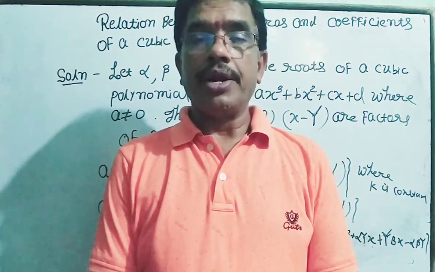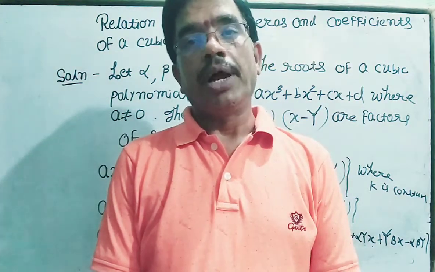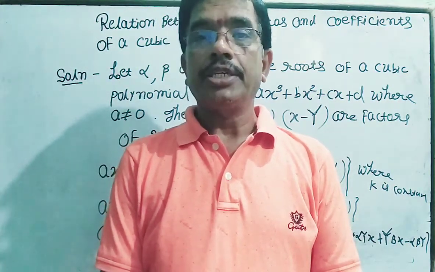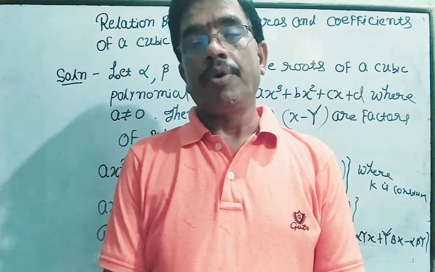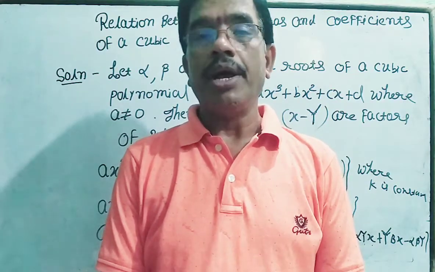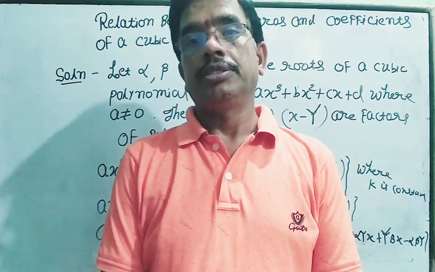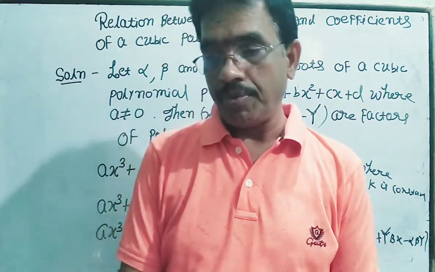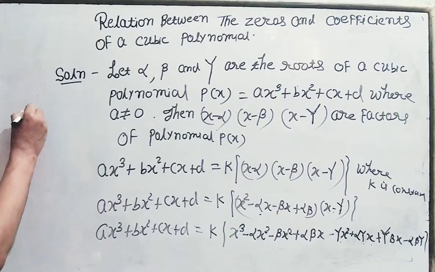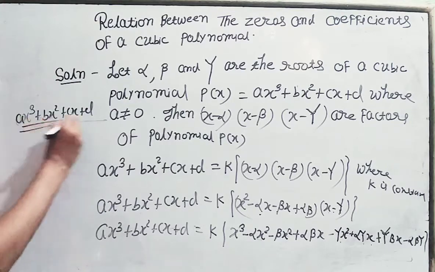Like in quadratic polynomials, there is a relationship between their zeros and coefficients, which you find as alpha plus beta equals minus b by a, alpha into beta equals c by a. Similarly, there is a relationship between the coefficients of a cubic polynomial and its roots. So today I discuss what is the relationship between the zeros of a cubic polynomial and the coefficients of the cubic polynomial. The standard form of a cubic polynomial is ax cube plus bx square plus cx plus d.